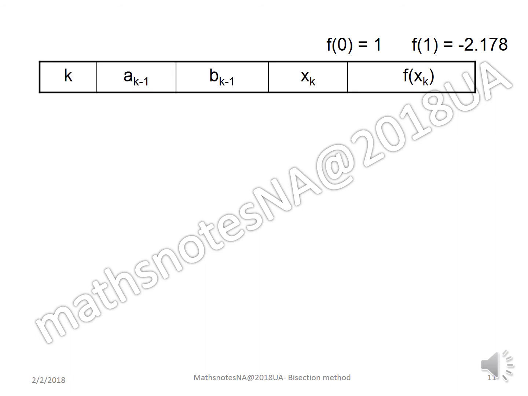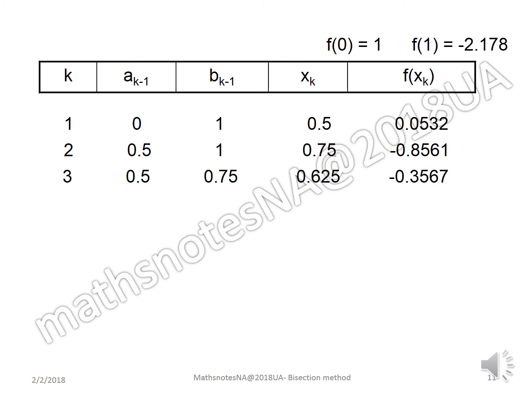The table contains k, a(k minus 1), b(k minus 1), xk, f(xk). k represents the number of iterations, a(k minus 1) is the first end of the interval, b(k minus 1) is the second end of the interval, xk is the midpoint and f(xk) is the function value at xk. The first two iterations we have seen in the previous slide. In the third iteration we replace 1 by 0.75 because the function value is negative at 1 as well as at 0.75.